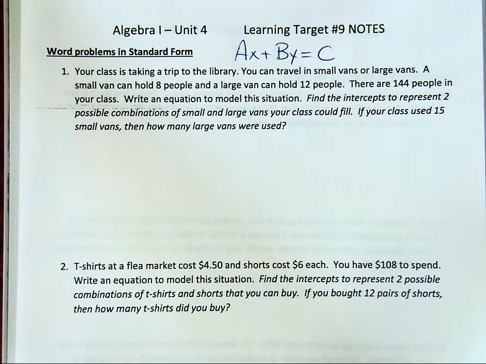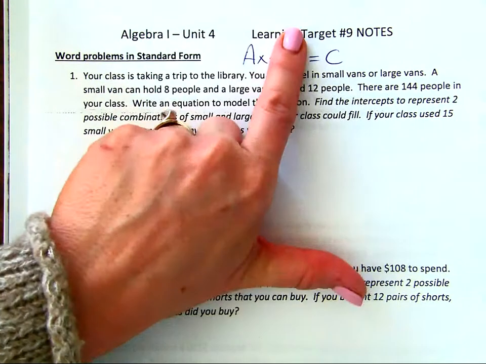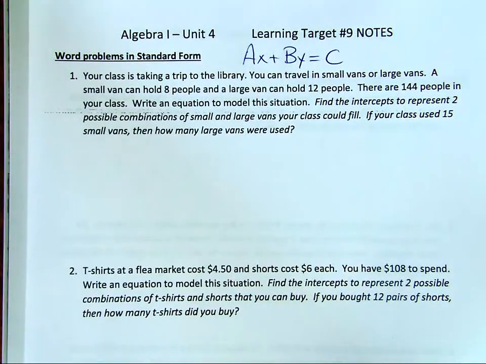And when an equation was in standard form, we found the X and Y intercepts, right? So we made the X 0 and solved for Y. We made the Y 0 and solved for X. We're doing that again today. And it's going to mean something, okay? So the first thing I want you to think about is this.